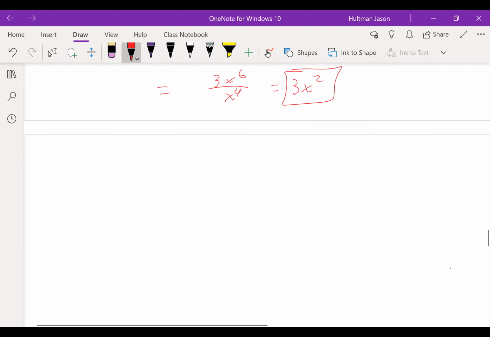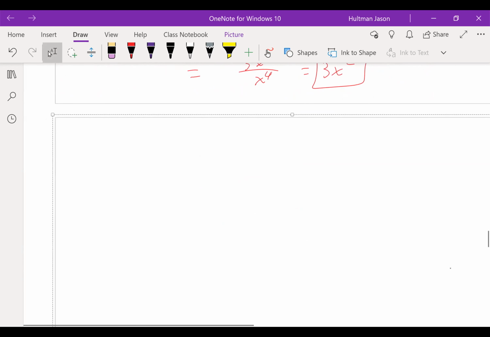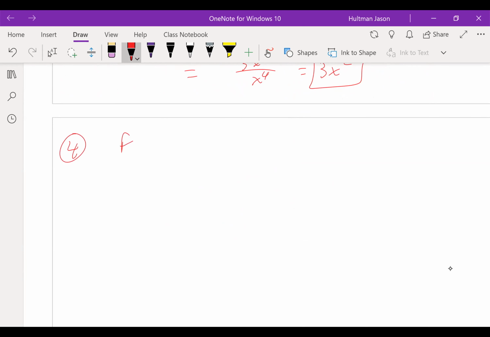Let's try the next one here. We have f of x is equal to 1 plus x squared over x cubed plus 1. Or I'll just do x squared plus 1 over x cubed plus 1. Makes a little bit more sense.